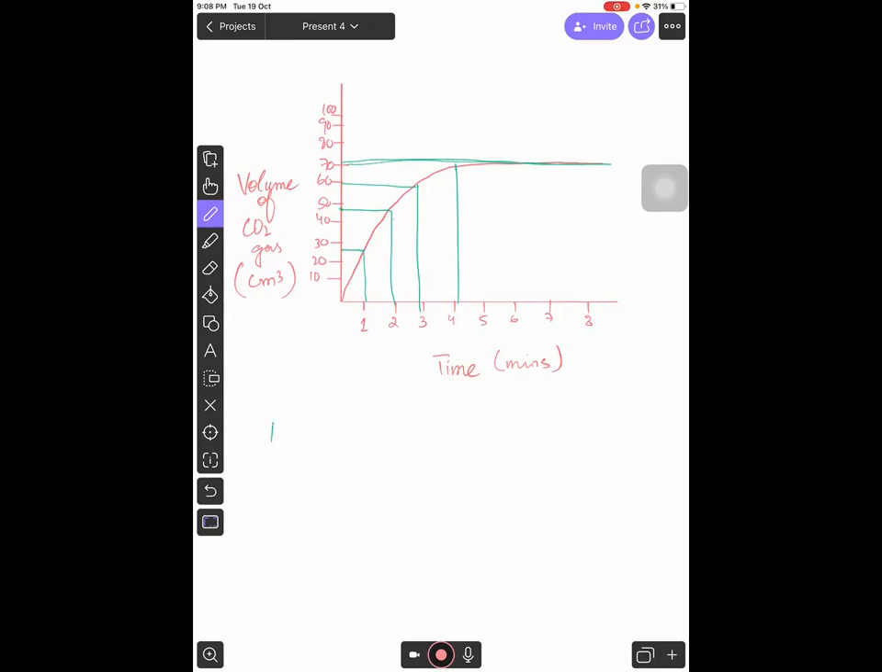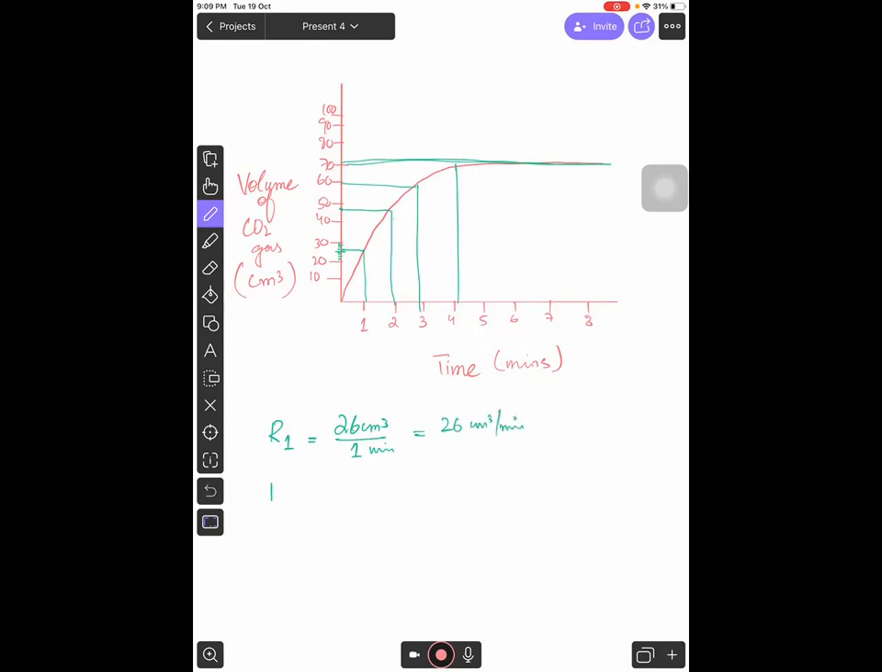For example, if you want to find out the rate of the first minute, it is nearly more than 25 now. If it is in an exam, definitely we have small scales over there, so you can easily find out what this is. So right now it is 26, right? So 26 centimeter cube gas in the first minute. So it is the rate, 26 centimeter cube per minute.